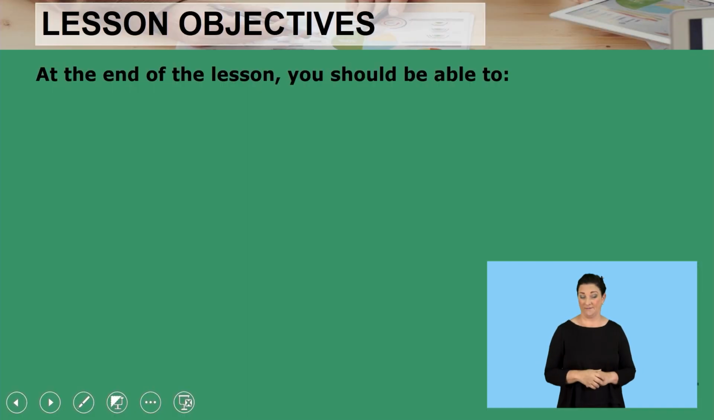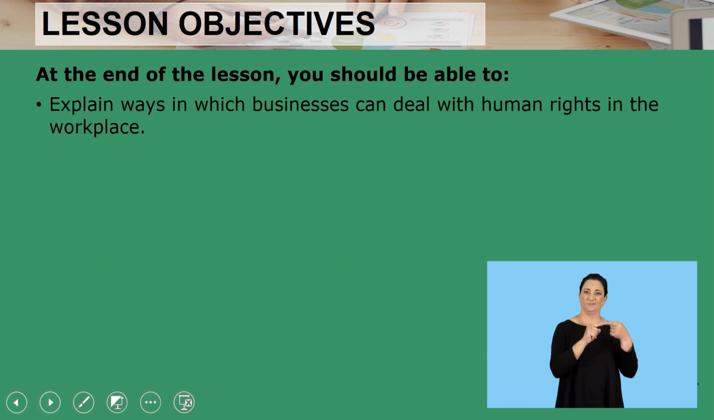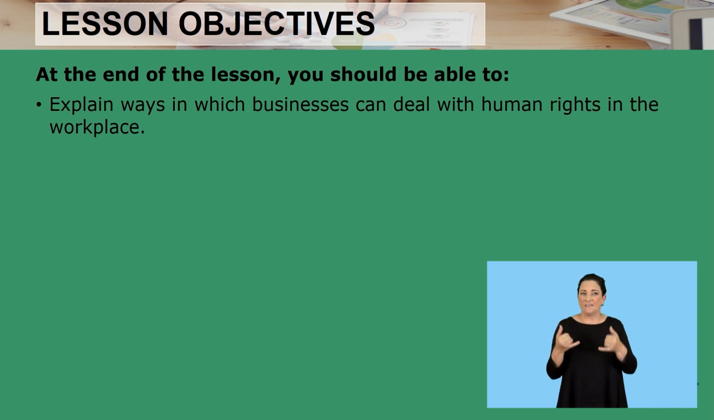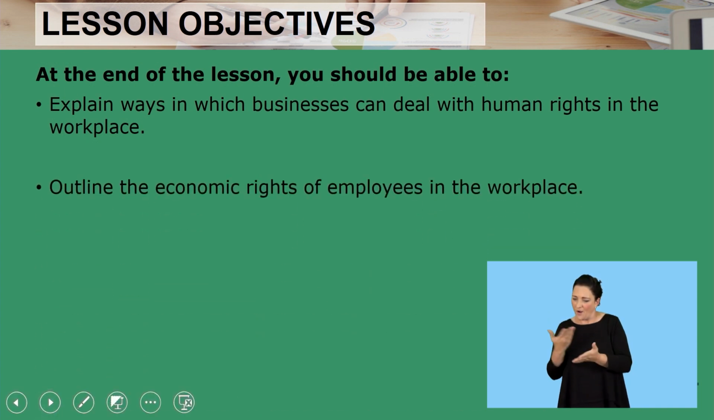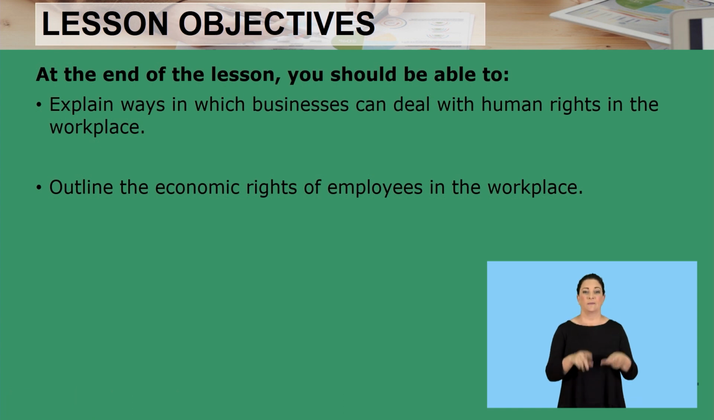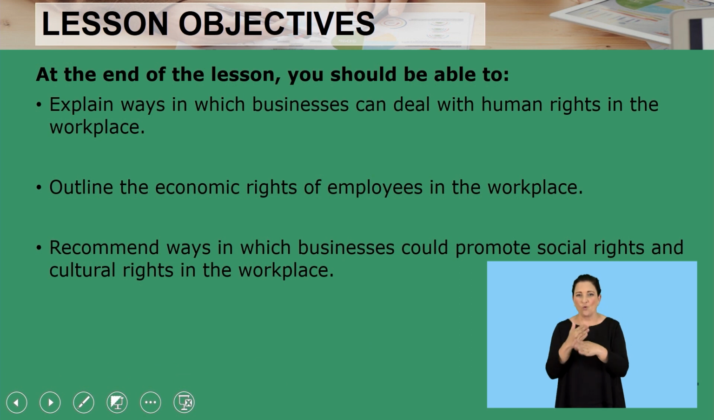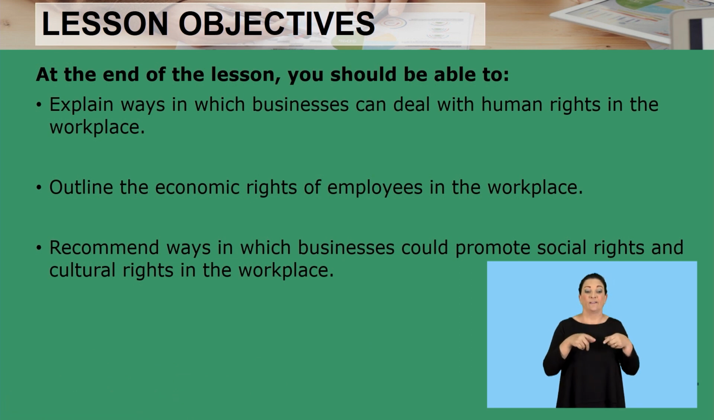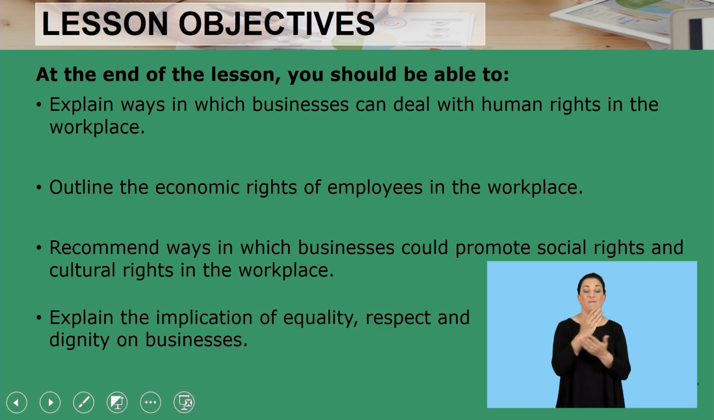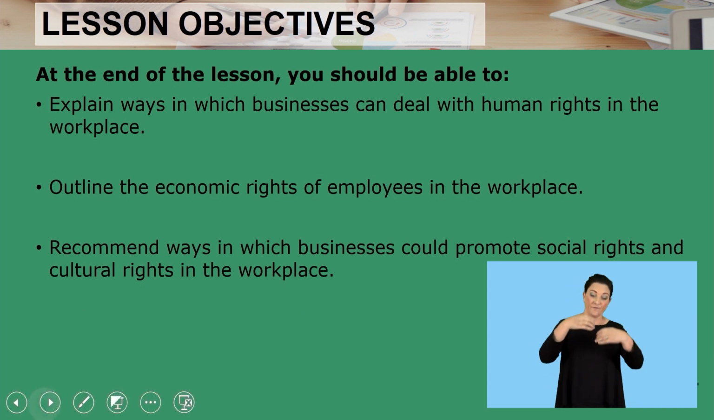Let us look into our lesson objectives now. At the end of this lesson, you should be able to do the following. You should be able to explain ways in which businesses can deal with human rights in the workplace. You should also be able to outline the economic rights of employees in the workplace. Then you should be able to recommend ways in which businesses could promote social rights and cultural rights in the workplace. You should also be able to explain the implications of equality, respect, and dignity in the workplace or on the business.